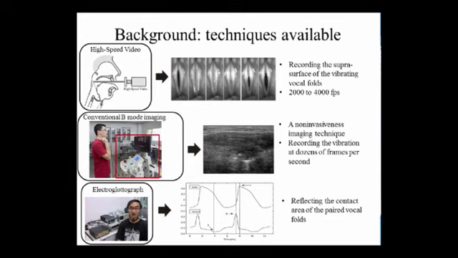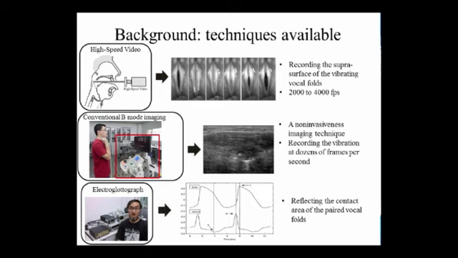A lot of techniques have been introduced to visualize the vibration of the vocal folds and the larynx. High-speed videoendoscopy is one of the most widely applied techniques because its major advantage is its high frame rate. It could reach 4,000 frames per second. However, only the superior surface of the vibrating vocal folds can be visualized by using the high-speed video.